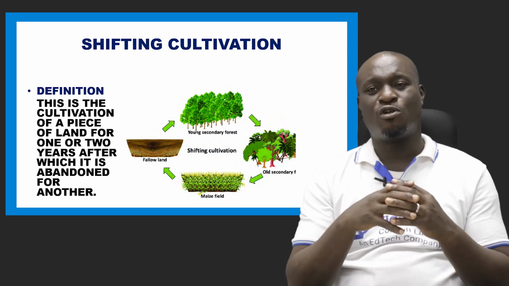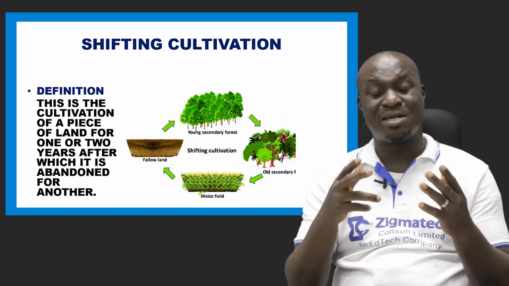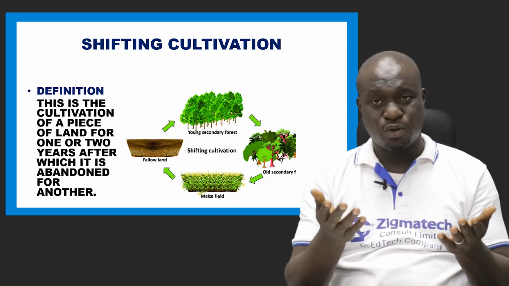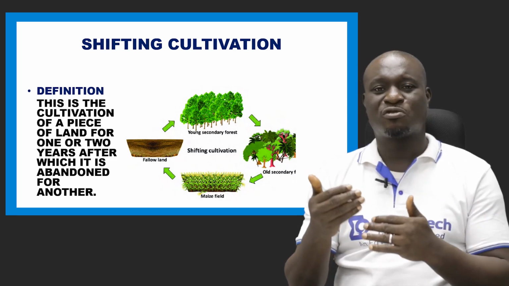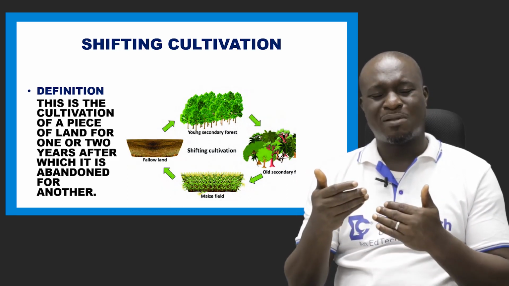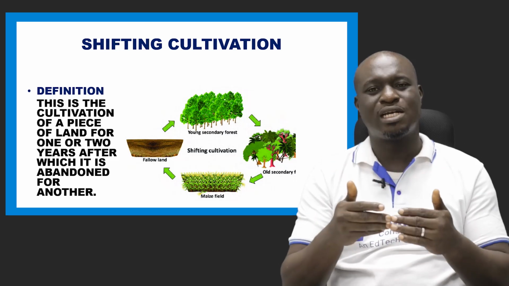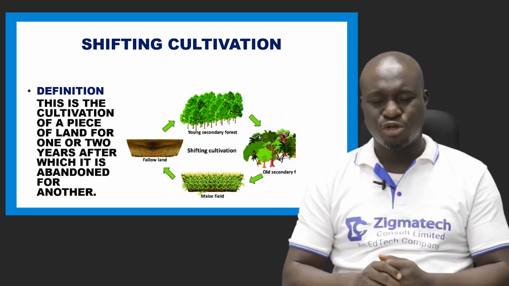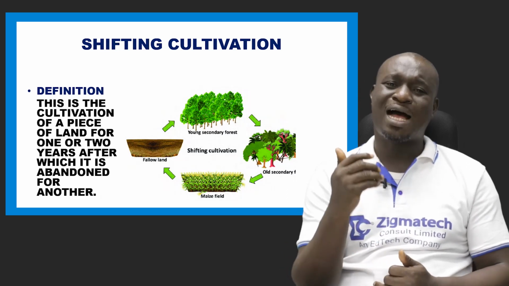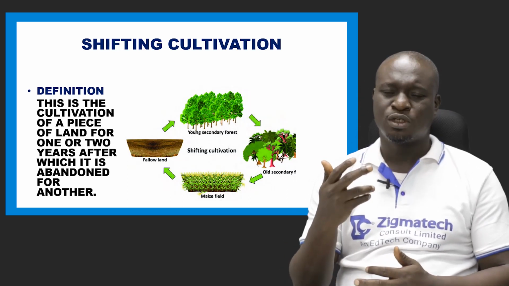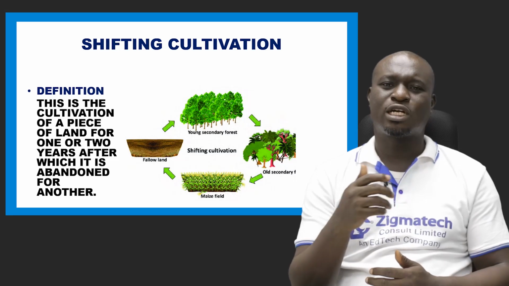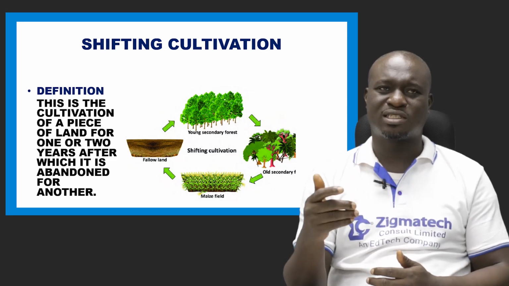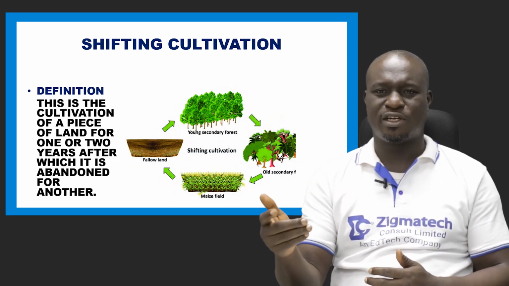Now, this type of cultivation or farming activity is actually good. It gives the plants enough time to recover, or enough time to replenish its lost nutrients. However, it also has some negative effects. Now, let's take a look at some of the effects of shifting cultivation.